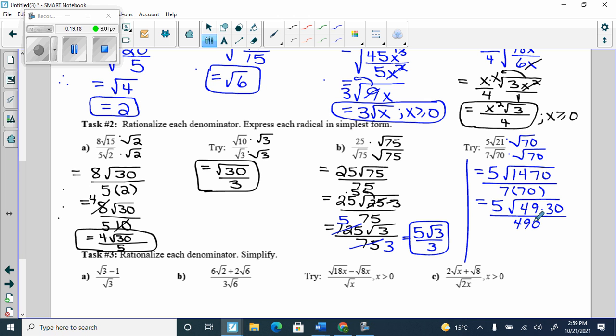Bring the 49 out, it becomes a 7. So 35 root 30 over 490. Should be able to take a 7 out of each of them. Actually, I can take 35 out of them. 35 divided by 35 is 1. 490 divided by 35 is 14. So I get root 30 over 14.